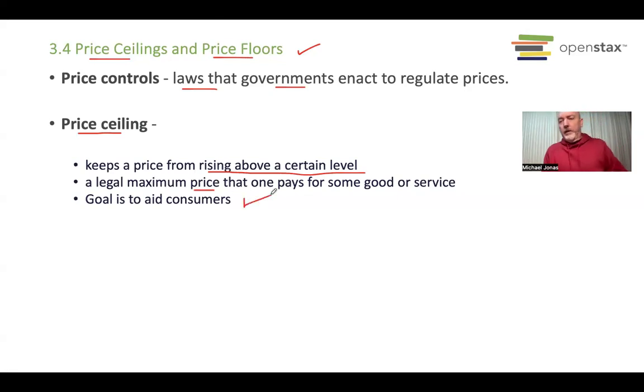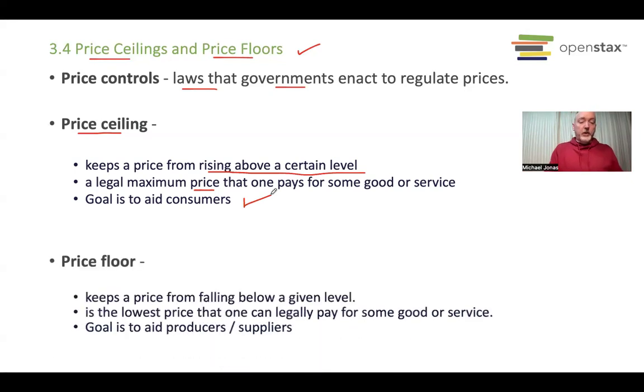And a logical follow-up question to that definition would be, why would you do that? Well, typically the stated goal, whether or not it actually works, that's a different story, but the stated goal of a price ceiling is going to be to aid consumers. Consumers don't like high prices, so if we prevent prices from rising above a certain level, that should make consumers better off. Prevents higher inflation, prevents that higher expenditure. We'll again see the full implications in a second.